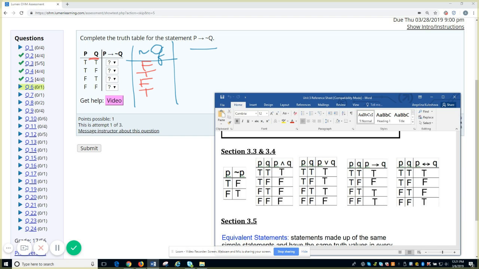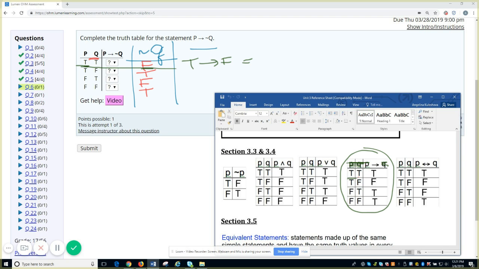Now I can finally look at my conditional table. And again, we don't care about the letters matching. All we care about is matching the input and the output. So in this first row, the P is true, the negated Q is false. So that means what I'm looking at is this case. So if true, then false. What is the result of that?